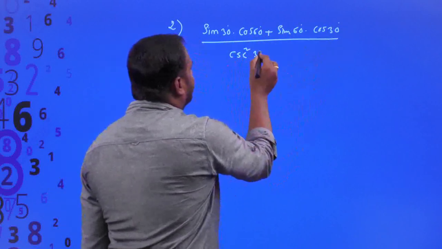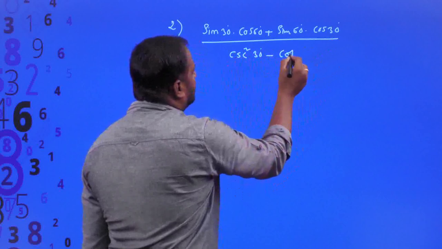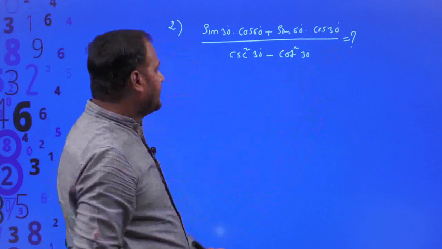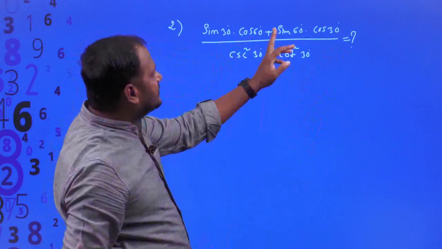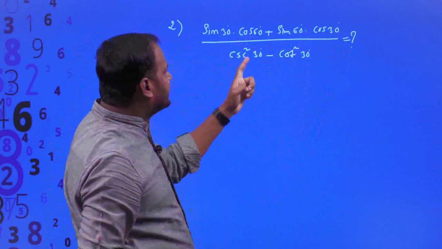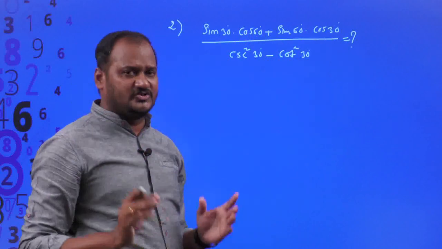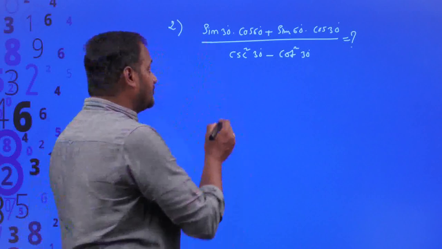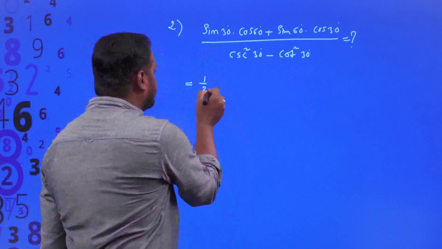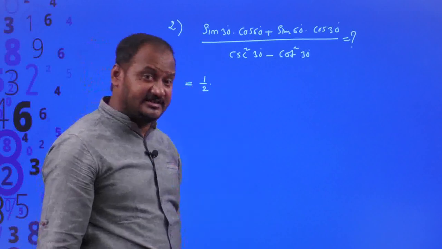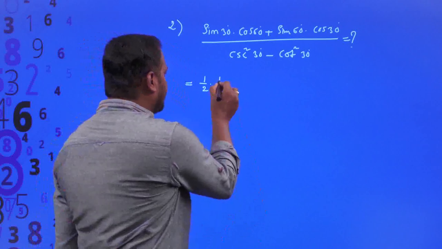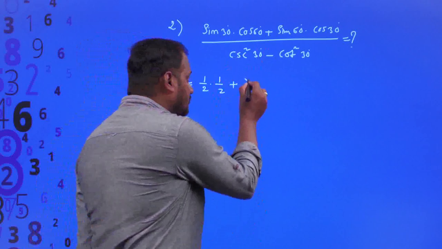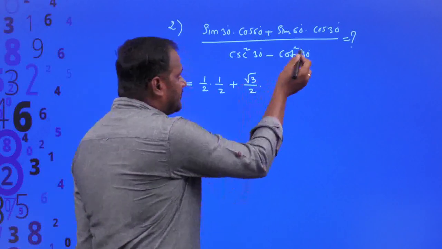cosecant square 30 degrees minus cot square 30 degrees is equal to how much? Okay. Now, sine 30 cos 60 plus sine 60 cos 30, whole divided by cosecant square 30 minus cot square 30. First, you should remember all the values of these trigonometric ratios, right? What is the value of sine 30? Sine 30 is equal to 1 divided by 2, into cos 60. The value of cos 60 is also the same as sine 30, that is equal to 1 divided by 2, plus sine 60. The value of sine 60 is equal to root 3 divided by 2, into the value of cos 30.